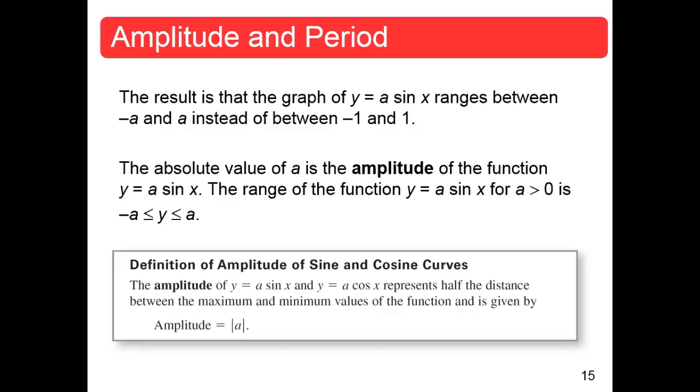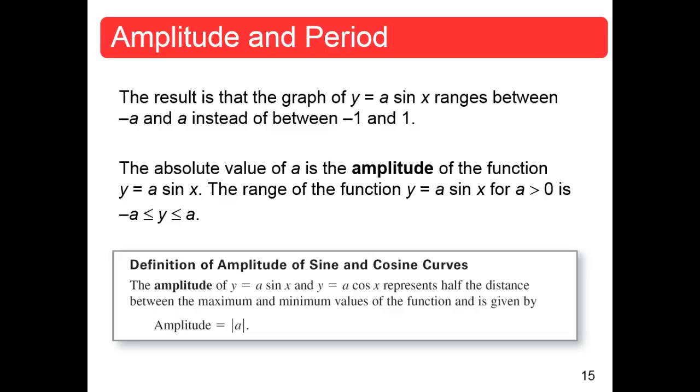The range of the function, for A greater than 0, is minus A to A. And if A was less than 0, it would still be minus A to A, but in reverse order. If A is a negative number, you'd have to have the A itself over here.